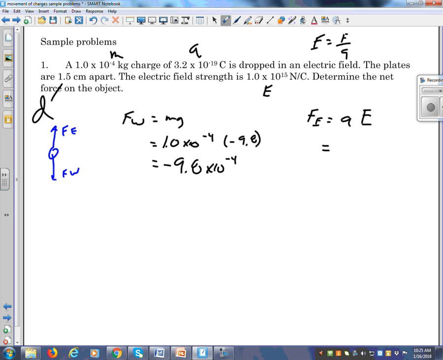So the Q value here is how much? 3.2 times 10 to the minus 19. The E value is, here's the E value, 1.0 times 10 to the 15.